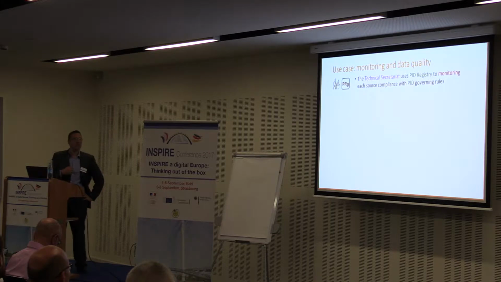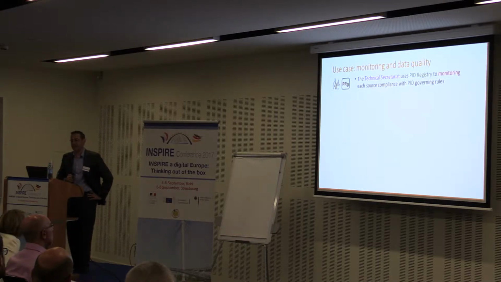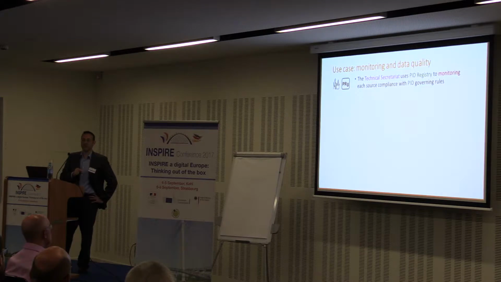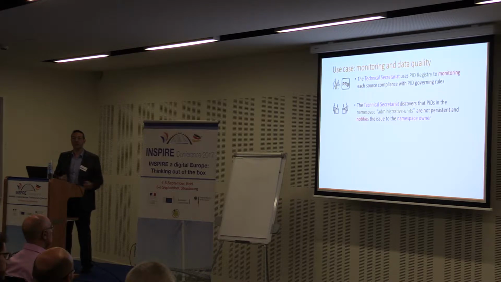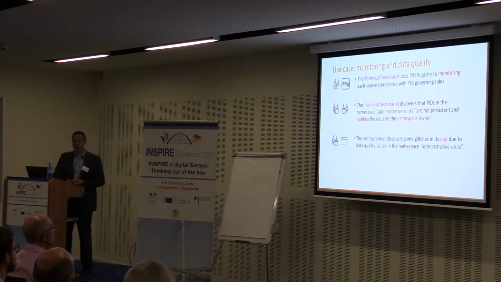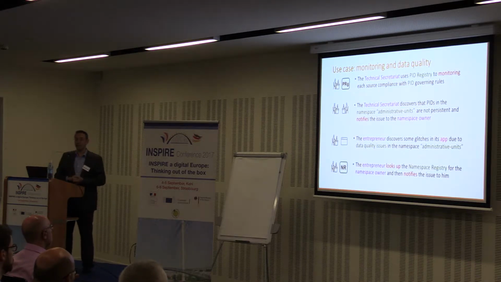This infrastructure provides some useful tools for everybody in the system. For example, the technical secretariat can use the PID registry to monitor the quality of the data provided by the providers. We can check whether the IDs inside the spatial objects conform to the INSPIRE rules. In this case, the technical secretariat can use the information in the namespace registry to warn the owner of the data that they have an issue. Users can also use the system to warn the data providers that there is some issue in their data.